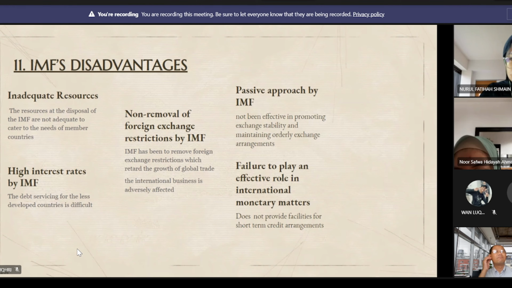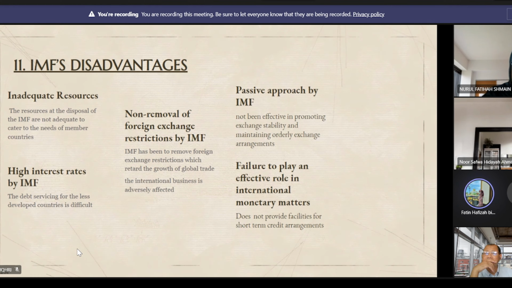Okay, next, the IMF has been passive in its approach and has not been effective in promoting exchange stability and maintaining an orderly exchange arrangement. For example, in August 1971, the US ended the convertibility of the dollar into gold, changing its exchange policies. This event simply proved that the IMF was not able to maintain a uniform international exchange system. Also, a high interest rate is charged on its advances.